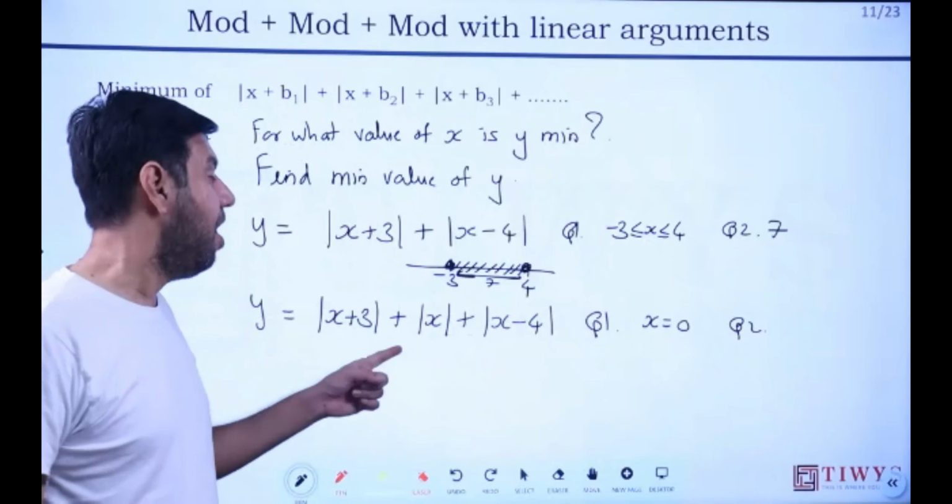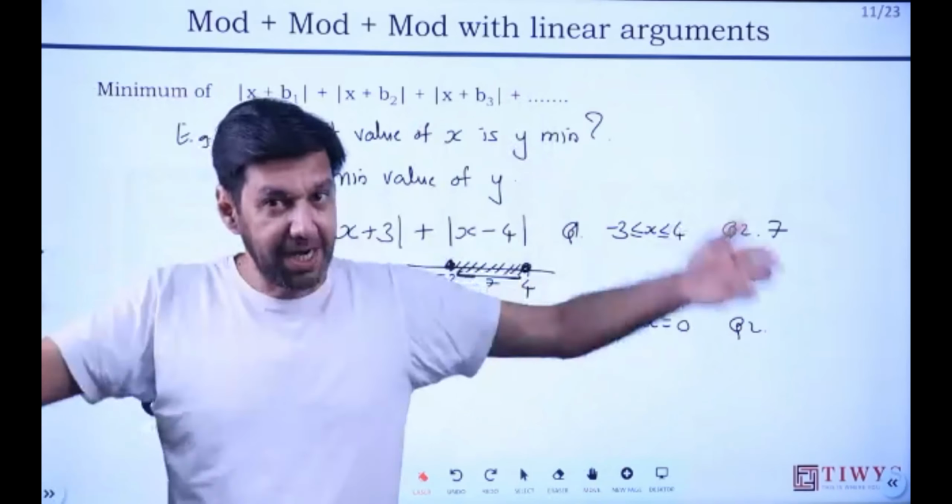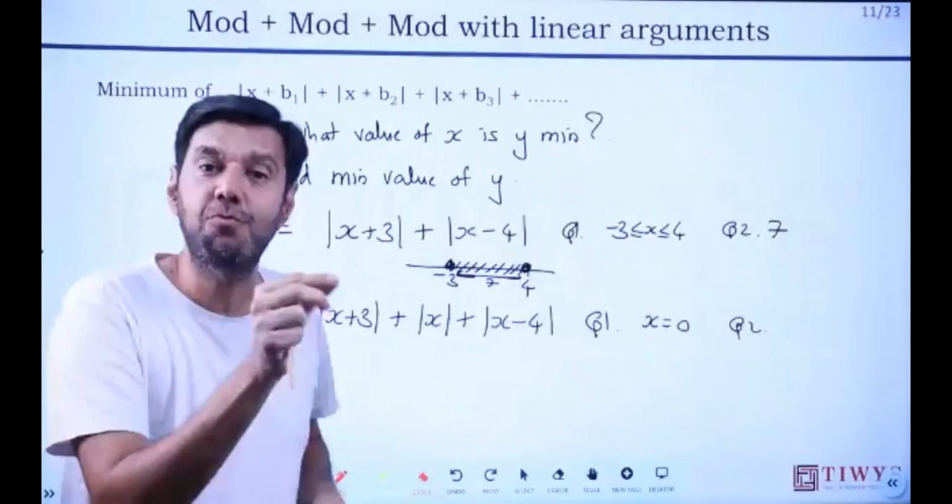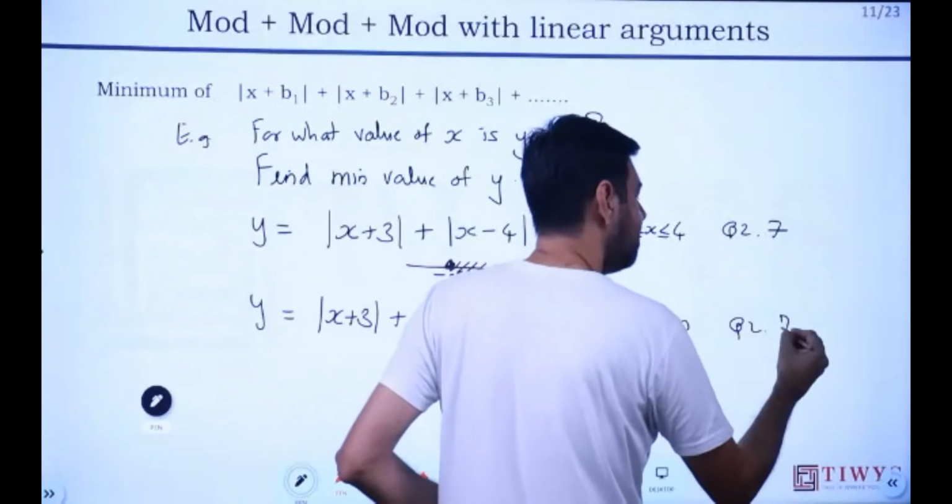Question number 2, bolo. Now there are 3 points. Again, look at the ends first. This end, that end. What's the distance between them? 7. After that, what? 1 point is there. Leave it. This 7.